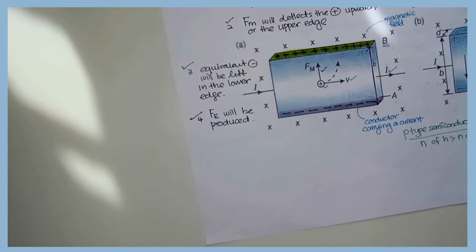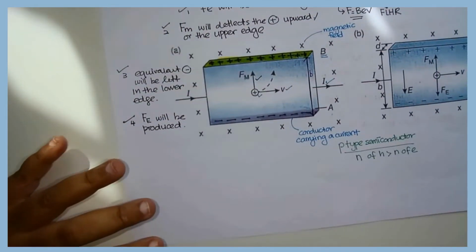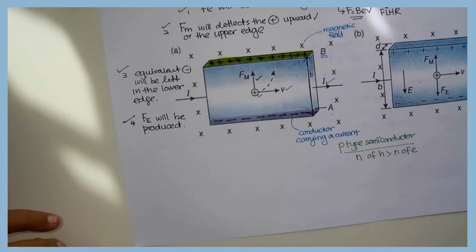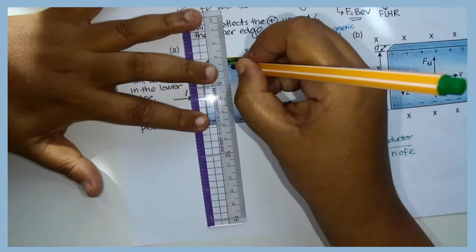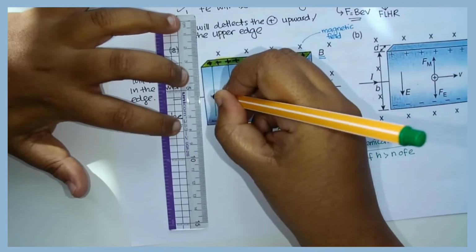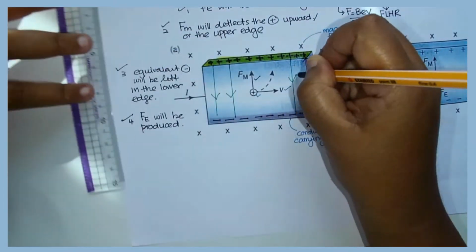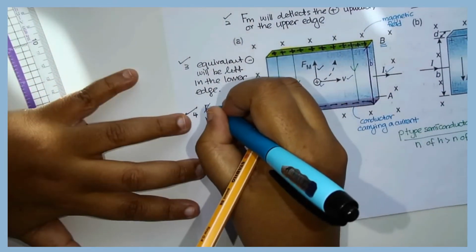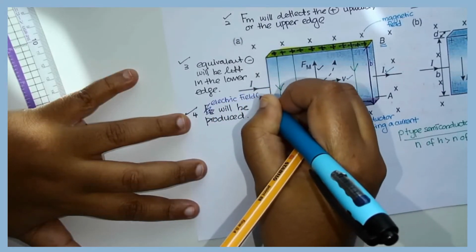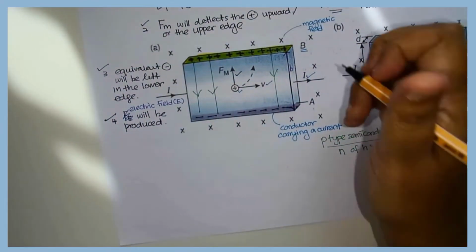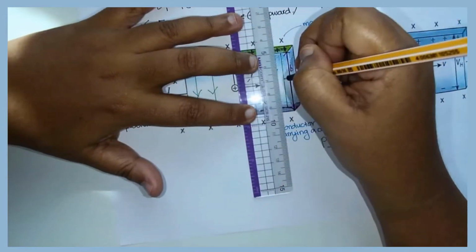Electric field produced, even though I put there Fe. Why? Because when an electric field is produced from the positive to the negative, which I'm going to draw here with the ruler, with a green color pen. This one is electric field, not electric force, electric field, which is E. E will be produced from the positive to the negative.